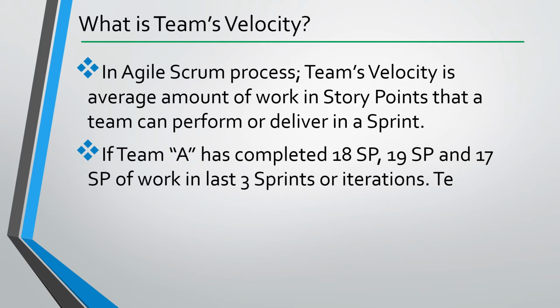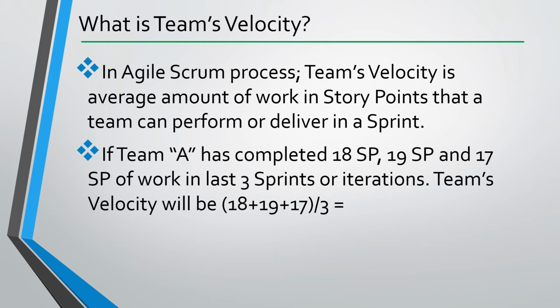If we further understand from an example, let's say there is a team A who has completed 18 story points, 19 story points, and 17 story points of work in the last three sprints or iterations. Then we can calculate the team's velocity as an average. That will be 18 plus 19 plus 17 divided by 3. That means 18 story points of work.